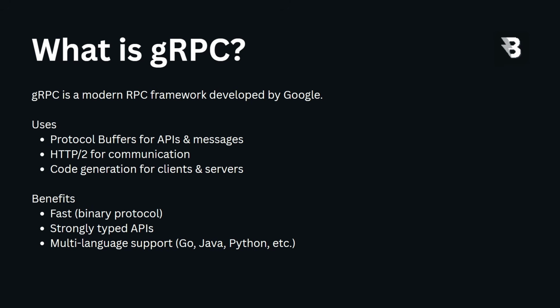So, next, let's go to gRPC. Now, gRPC is a modern RPC framework developed by Google. So, on one hand, RPC was the idea, and gRPC is the implementation of that idea, right? Now, it uses protocol buffers, something that we have learned up until this point, for APIs and messages and services and all those things.